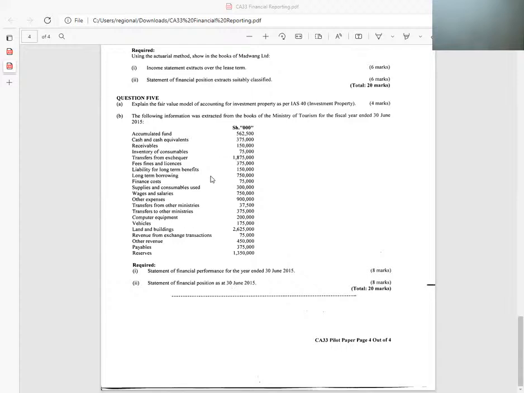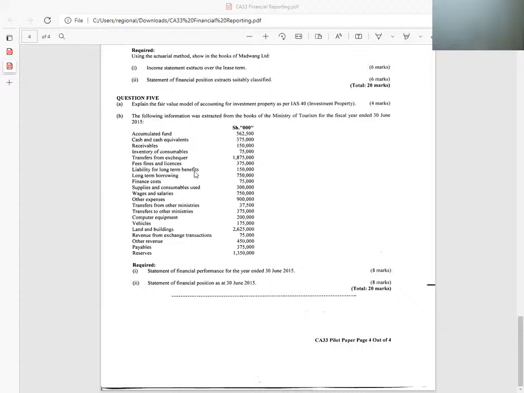From there now we have the next one, which is fees, fines, and licenses. Who issues licenses? It is the government. When they give you a license as a business, you have to pay them money. So this is an income. And if it's an income, I will take this money to the statement of financial performance. Somebody please try to talk to me.